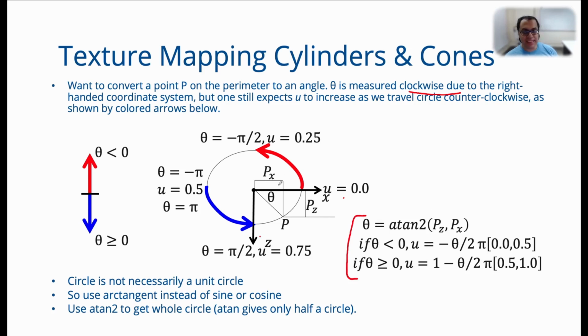So from the x and the z coordinates, you pass that to the atan2 function that gives you a value of theta. The reason for this minus pi to pi range of theta is the use of this atan2 function. Atan2 returns values from minus pi to pi. And then you just compute U as minus theta by 2 pi if theta is less than 0, or if theta is greater than or equal to 0, you compute U as 1 minus theta by 2 pi.